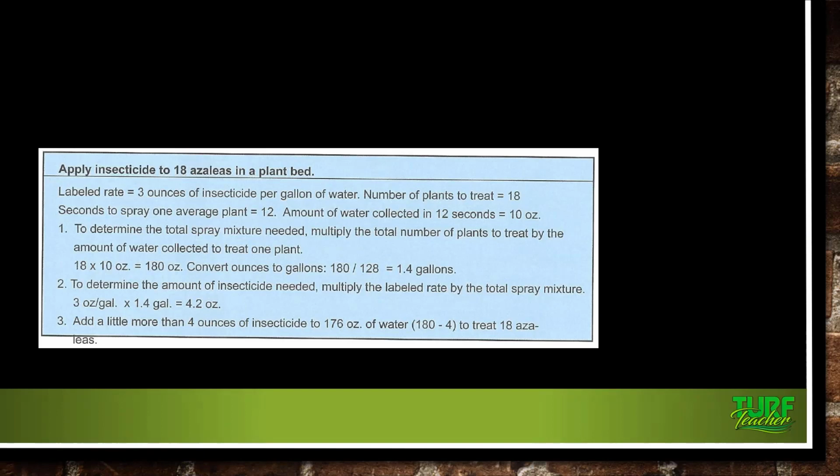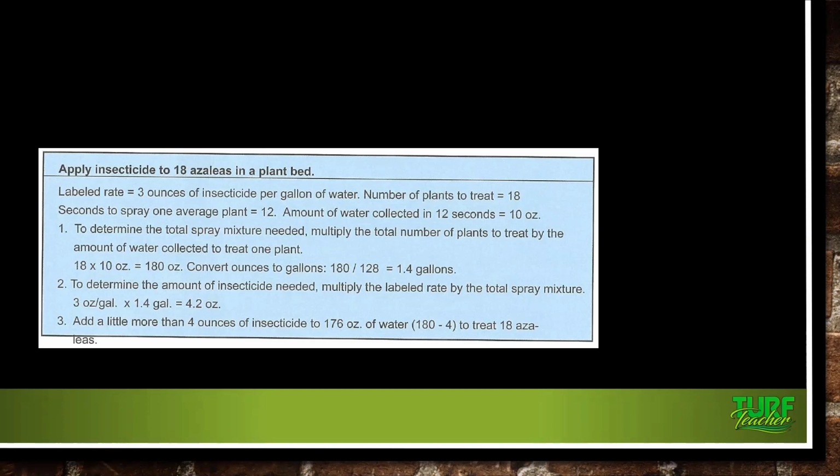So next, we're going to figure out how much total spray volume we're going to need. We're going to multiply the total number of plants to treat by the amount of water collected in one plant. So that is the 18 times the 10 ounces. And we're converting our ounces to gallons. 180 divided by 128, which is 1.4 gallons.